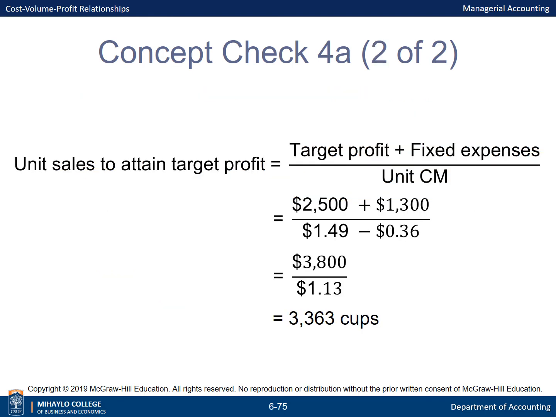Adding the desired profit of $2,500 to the fixed expenses of $1,300 and dividing by the unit contribution of $1.13 shows the company must sell 3,363 cups of coffee to reach its profit goal.